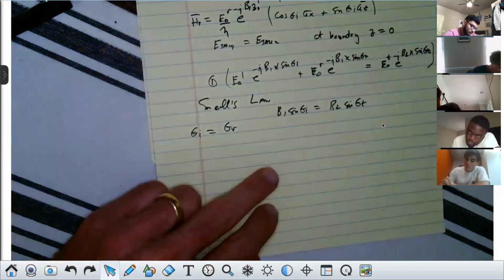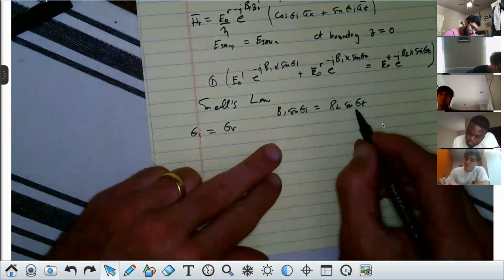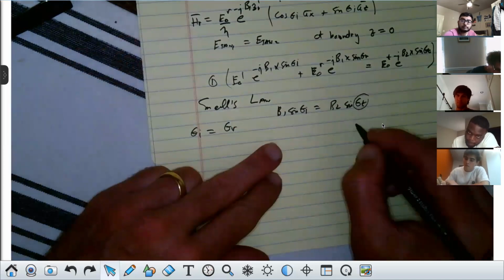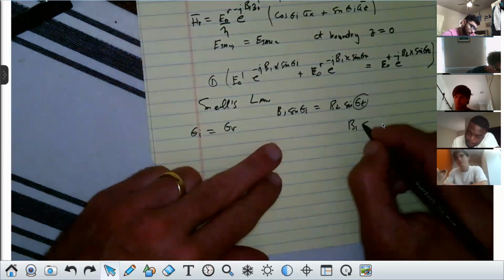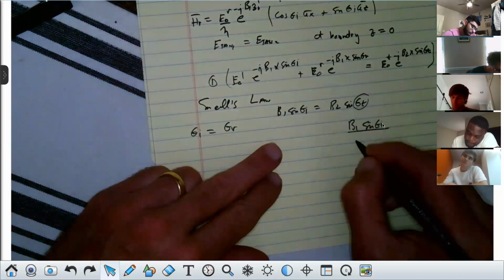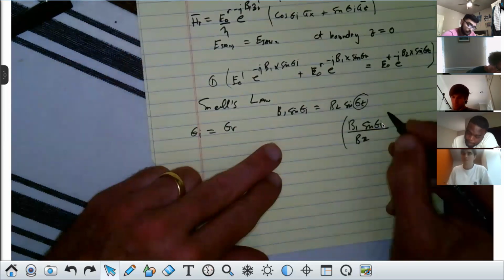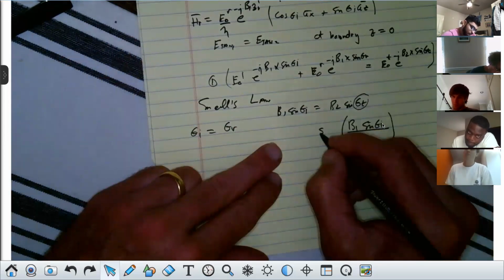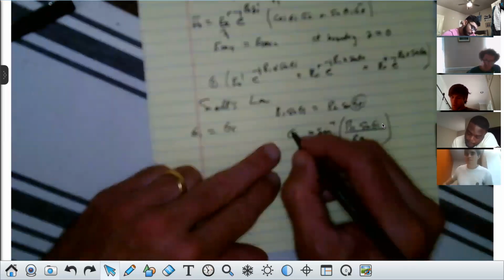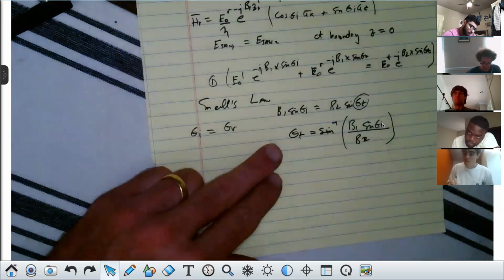Now, what that means is, if I want the transmitted angle, this is what we want. We usually know the incident angle. I can take beta 1 times sine of theta incident, and I divide it by beta 2, right? And then I take the inverse sine, and now I can get theta transmitted. I'm going to make this simple for you, so stay alert.